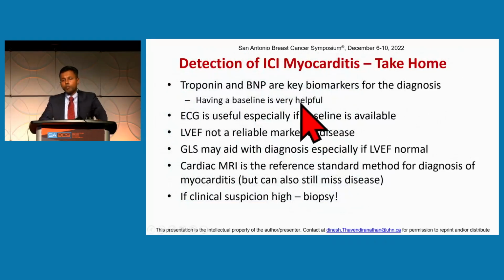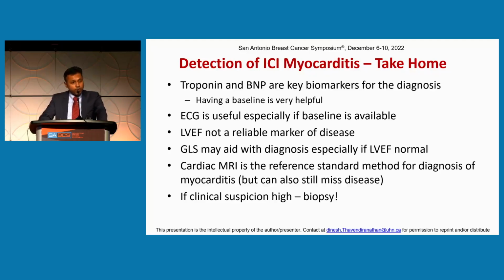So take-home points for ICI myocarditis: troponin and BNP are key biomarkers for the diagnosis. Having a baseline, if at all possible in your practice, is quite helpful. ECG is useful, especially in patients if there's a baseline measurement that's available. Left ventricular ejection fraction, as I mentioned, is not a reliable marker of disease. And global longitudinal strain particularly can be helpful if ejection fraction is normal.